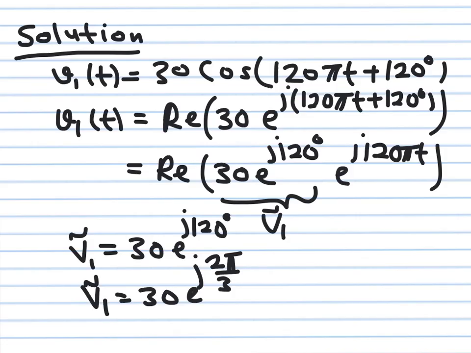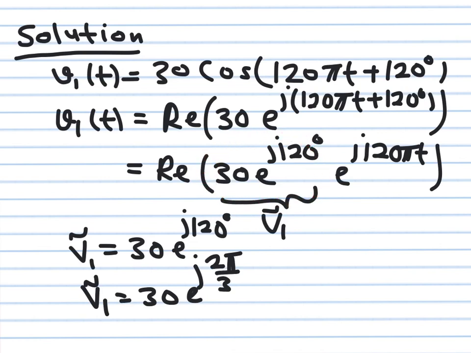Let's see how we analyze the first signal. This is the first signal in time. It is 30 cosine(120 pi t plus 120 degrees). But the cosine, as we agreed, is the real part of e to the j theta. So I wrote here e to the j theta. And then what I did, I separated the time part, which is e to the j omega t, from the phase part. So this becomes e to the j 120. And this term is what we call the phasor.